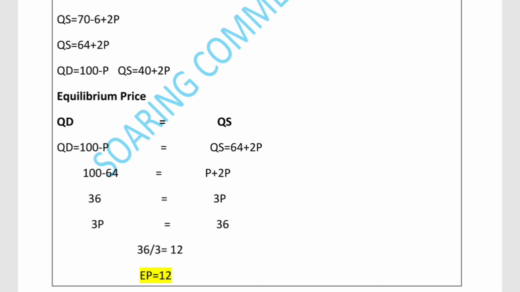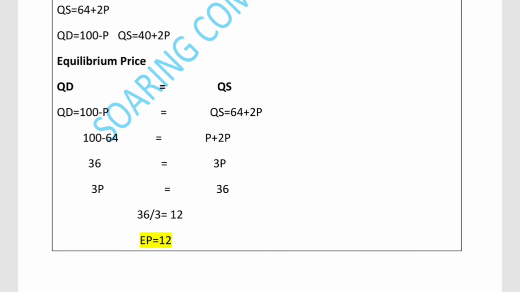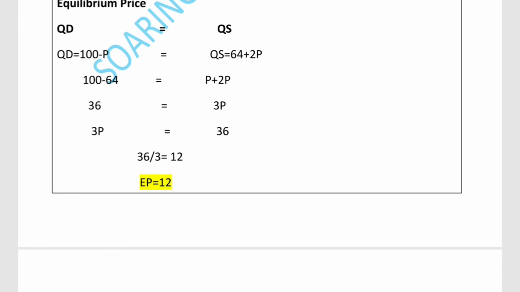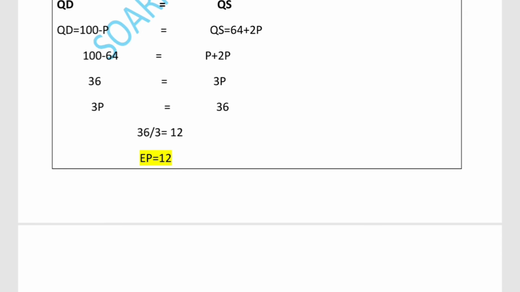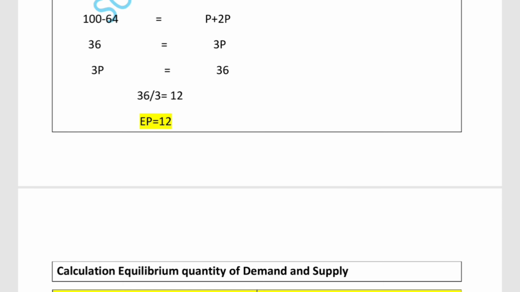So QD is equal to QS. QD is equal to 100 minus P. QS is equal to 64 plus 2P. Now 100 minus 64, what is the new QS we got? 64. That's why we have written 64. 100 minus 64 is equal to, now bring this P, P plus 2P. 100 minus 64 is 36. P plus 2P is 3P. Bringing 3P to the left and 36 to the right, 36 divided by 3 is equal to 12. So the equilibrium price we got is 12.